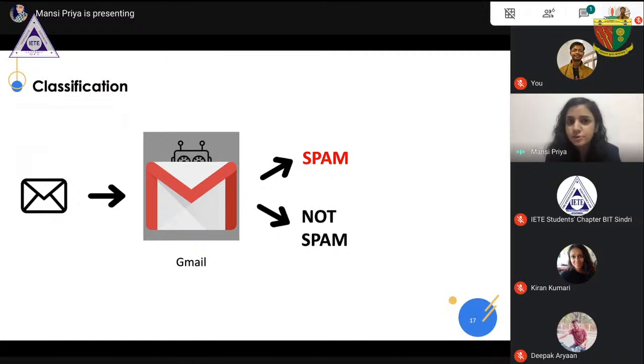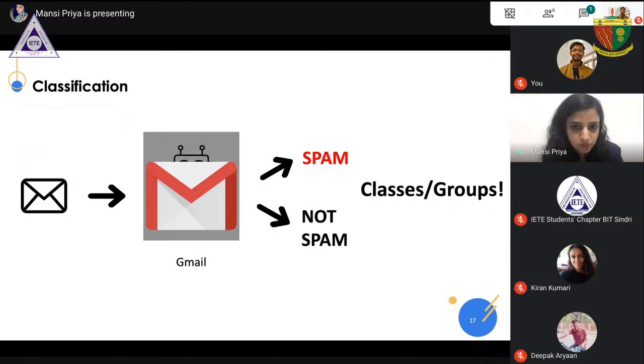How do you think this works? This obviously uses machine learning. Here I would like to draw your attention to the output. The output here is two classes, or you can say groups, spam or not spam, into which the machine learning classifies the email that you received. So here the output is 2, but it can be more than 2 also. But in all classification problems we have a defined set of groups or classes. That is why this is termed classification.